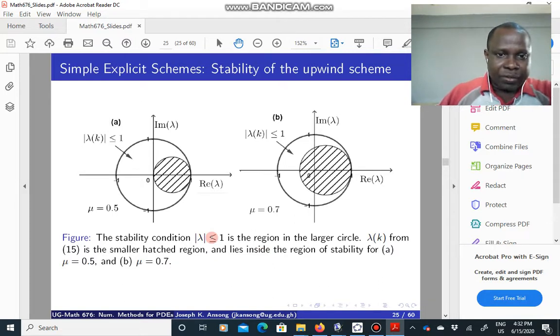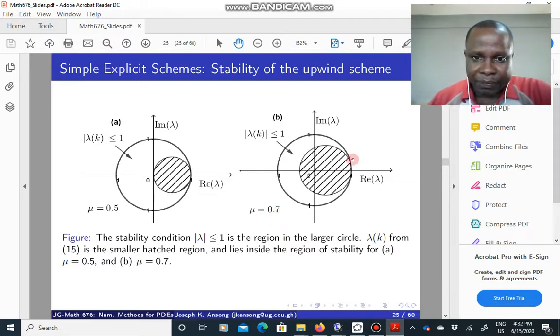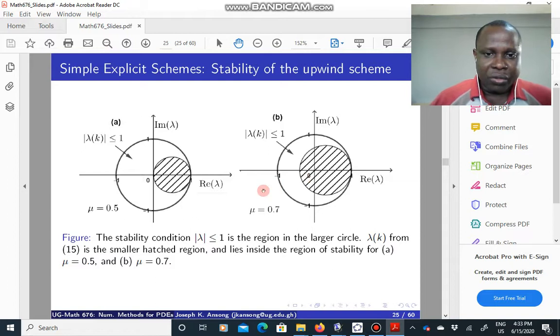Okay, so the graphical approach. Again, we have the region inside a big circle that is a unit circle. For mu equals 0.5, you realize that this smaller circle lies inside the bigger circle, that is the region of stability, which shows that when mu is 0.5, the scheme is stable. You can also plot it for 0.7, and you realize that again the region for the amplification factor lies within the unit circle. So it's safe to conclude that the upwind scheme will be stable.